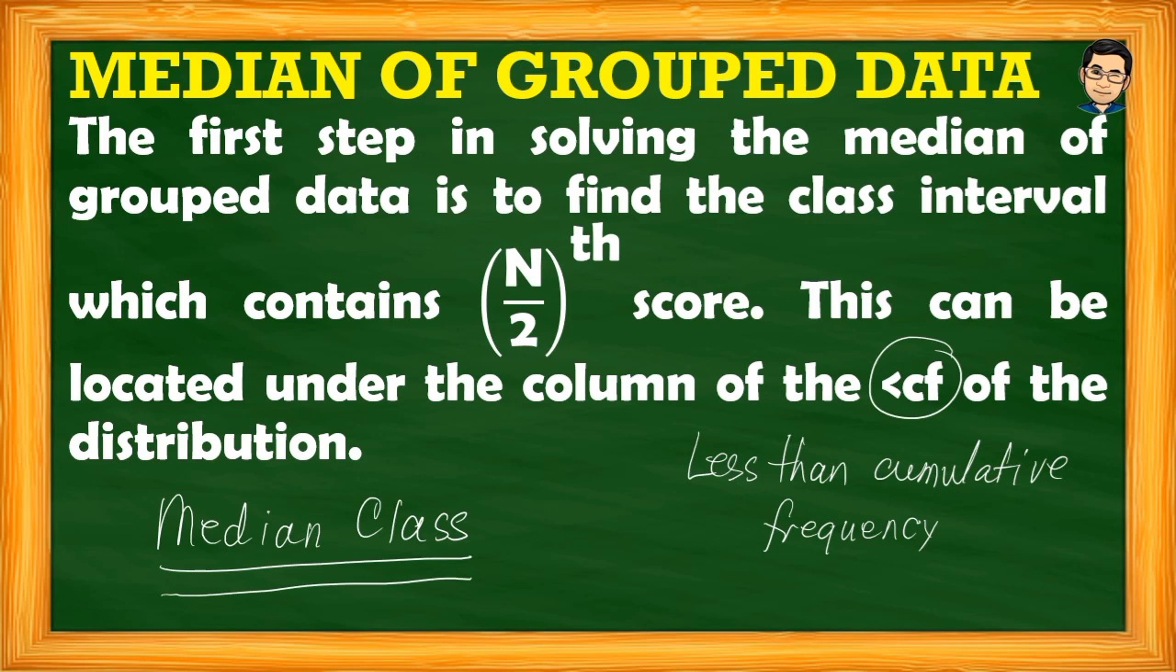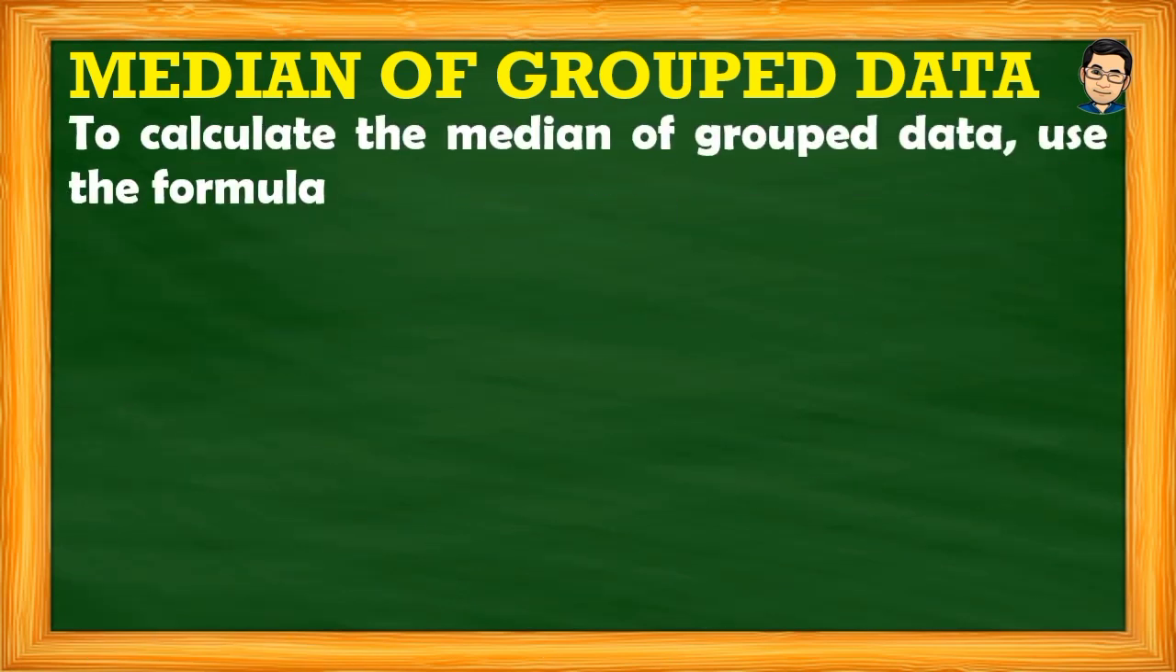So, less than cumulative frequency column. So, doon natin malulocate kung nasaan yung ating median class. So, again, kailangan muna nating i-divide yung total frequency sa 2. And then, tsaka natin gamitin yung less than cumulative frequency column para malocate yung median class. So, let us now proceed to median of group data. So, I will be introducing the formula in order to calculate the median of group data. So, here is the formula po.